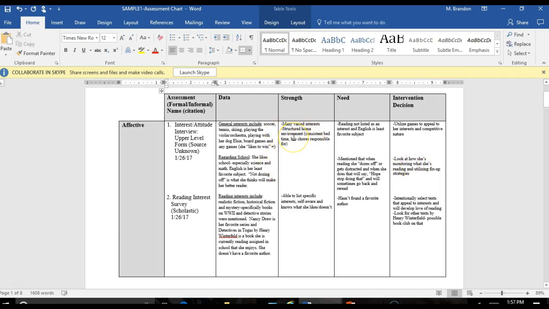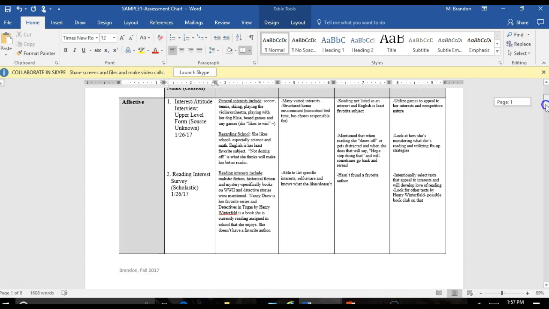Strengths, she had a lot of varied interests. She's able to list specific interests for reading, is self-aware, knows what she likes, doesn't like. I talk here about the dozing off comment. She doesn't have a favorite author, and also English is her least favorite subject. So some ideas I had already is utilizing games because she does like playing games and plays with her family. She's competitive. And to look at how she's monitoring and utilizing those fix-up strategies.